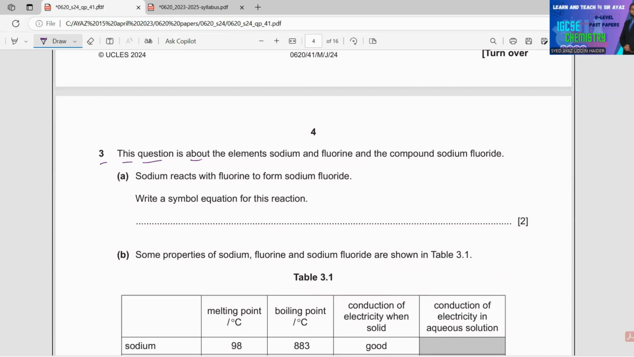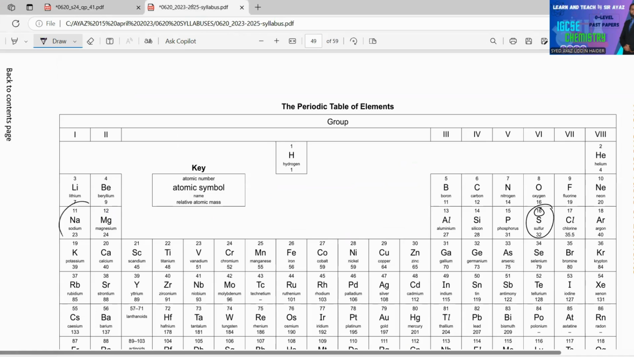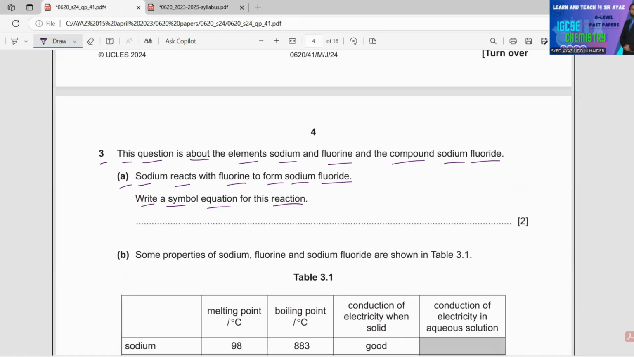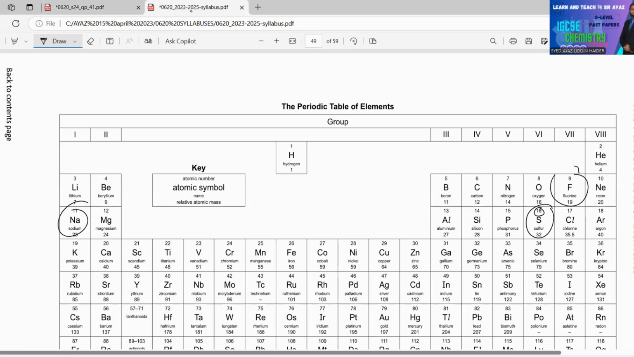Question number 3. This question is about the elements sodium and fluorine and the compound sodium fluoride. A. Sodium reacts with fluorine to form sodium fluoride. Write a symbol equation for this reaction. Sodium belongs to group 1. Symbol for sodium is Na. Fluorine belongs to group 7. Symbol for fluorine is F. But you have to write F2 for fluorine because the group 7 elements all exist as diatomic molecules.